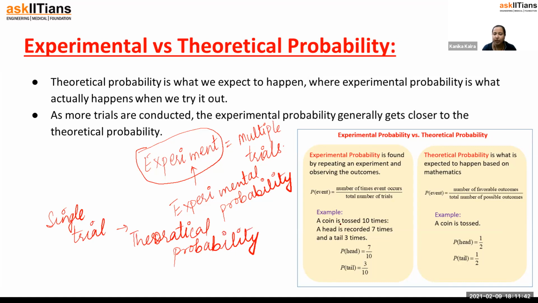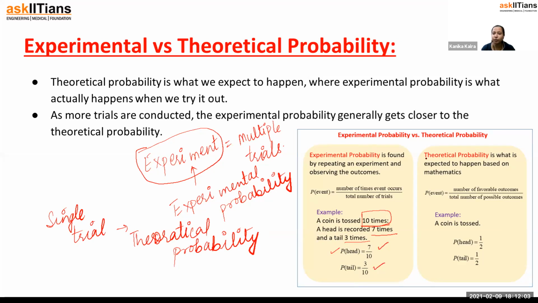For example, a coin is tossed 10 times, head is recorded 7 times, and tail is 3 times. So basically they are talking about an experiment because they have 10 trials in it. So probability of head would be 7 over 10 and probability of tail would be 3 over 10.